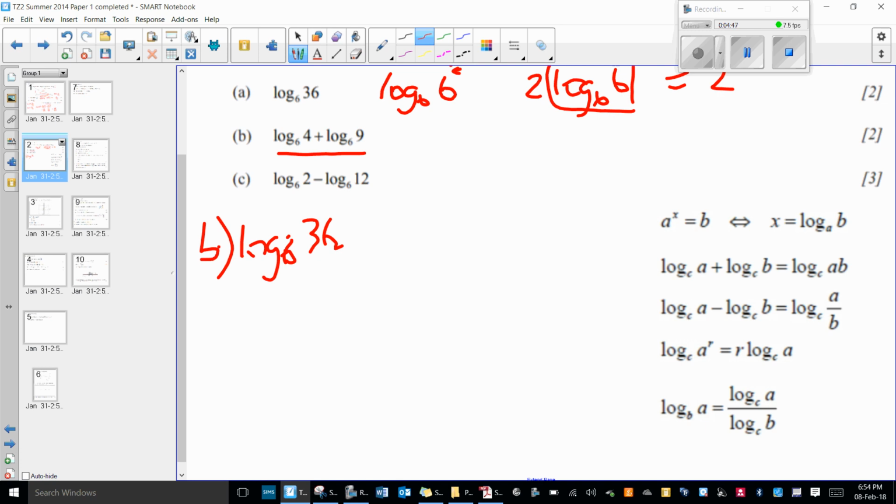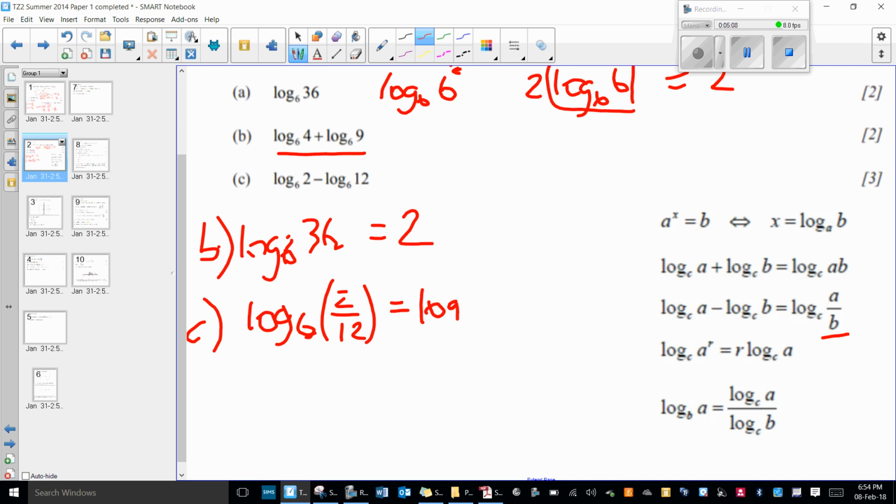And C, we're subtracting, so this is log base 6. And when we're subtracting, we divide, so it's 2 over 12, that's log base 6 of 1 over 6. And then that would be log base 6 of 6 to the power minus 1. The negative 1 comes in front. That's equal to 1, so that's just negative 1. Done.